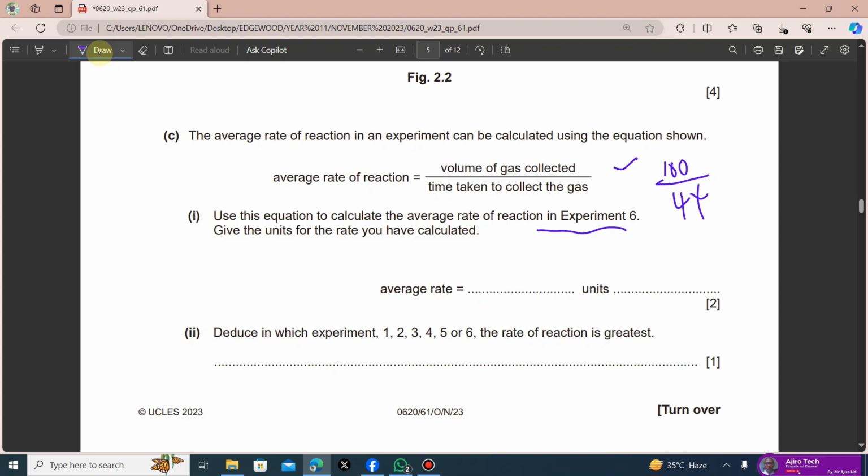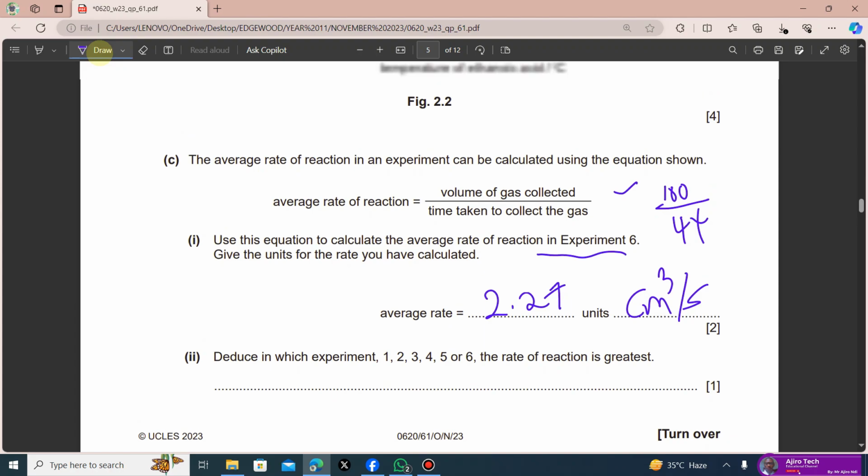So we could use the calculator now to see. We do that, you have 2.27. So 2.27 is what we have when you perform that. And then, of course, you have to include the unit, centimeter cube per second. And that should earn you the 2 marks there. If that's clear enough.